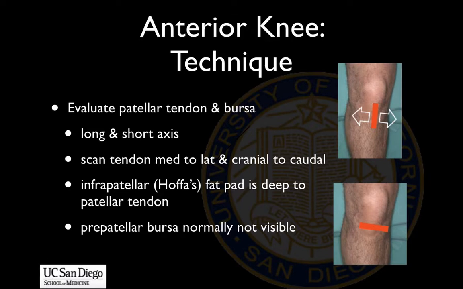Now, let's move along inferiorly and evaluate the patellar tendon and the associated bursa. Again, here the technique is going to be very similar to what we did for the quadriceps tendon. It's going to involve both a long axis view and a short axis view. In addition to looking at the tendon itself, we're going to want to pay particular attention to the infrapatellar fat pad, which is also referred to as the fat pad of Hoffa. In general, the prepatellar bursa located in this area are not normally visible unless there is an infection or distension of the bursa for some other reason.